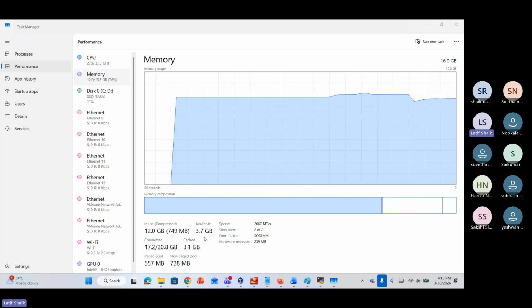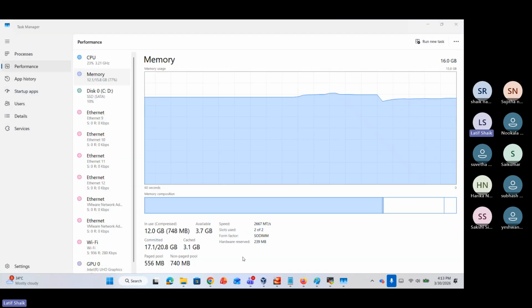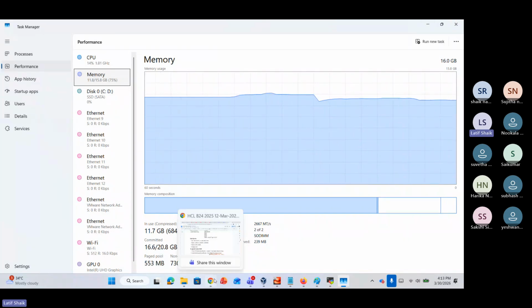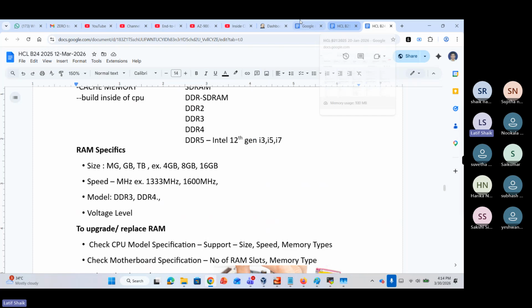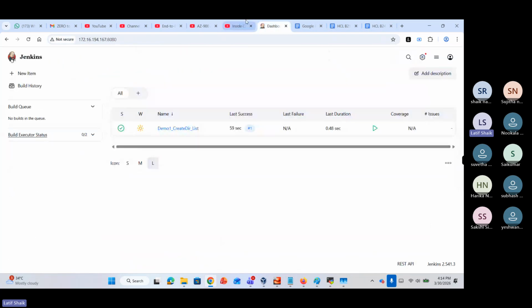Why? Because of the load on my system. Even when I close this Word application, see, the available RAM increases. If I close this virtual machine, another 2 GB increases. So closing applications or closing unused tabs also helps us to understand this.